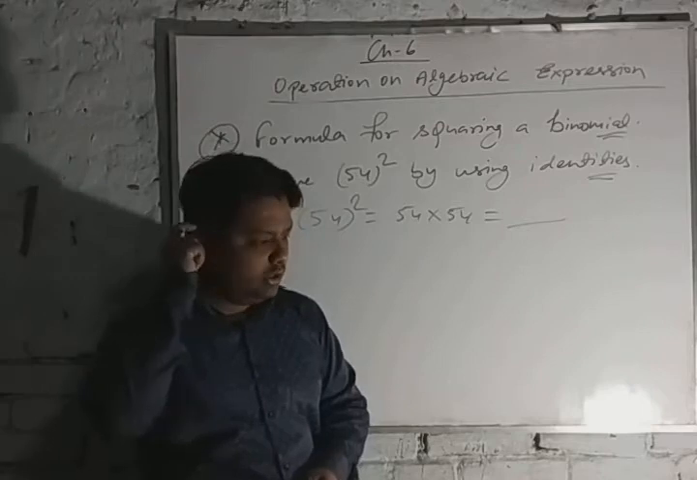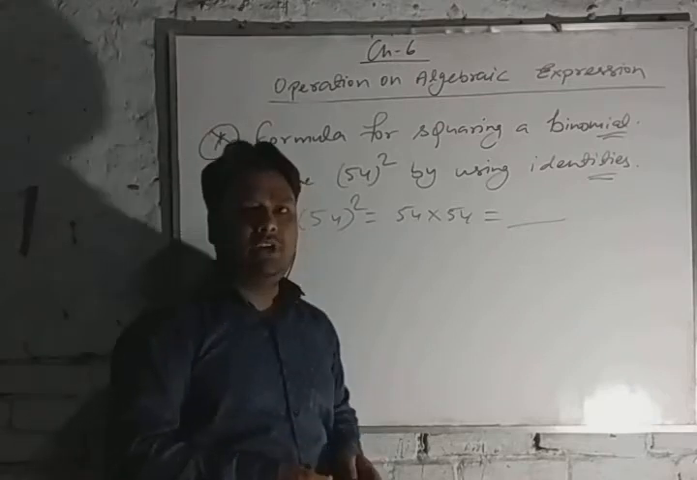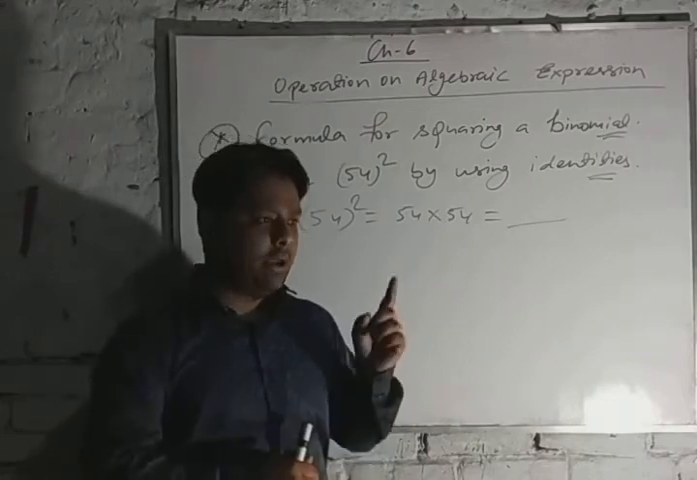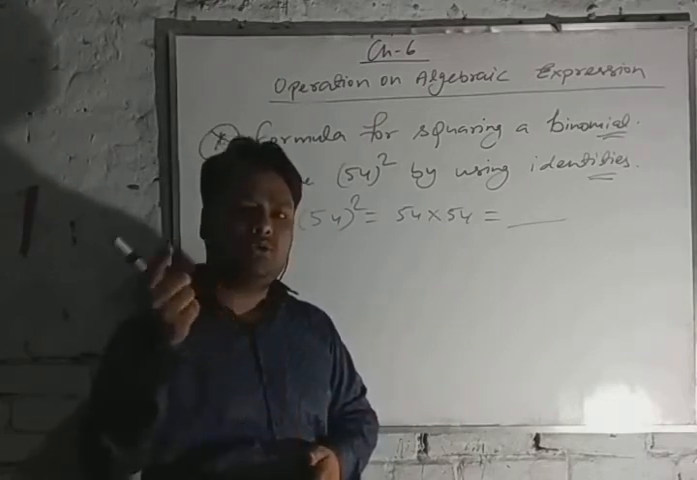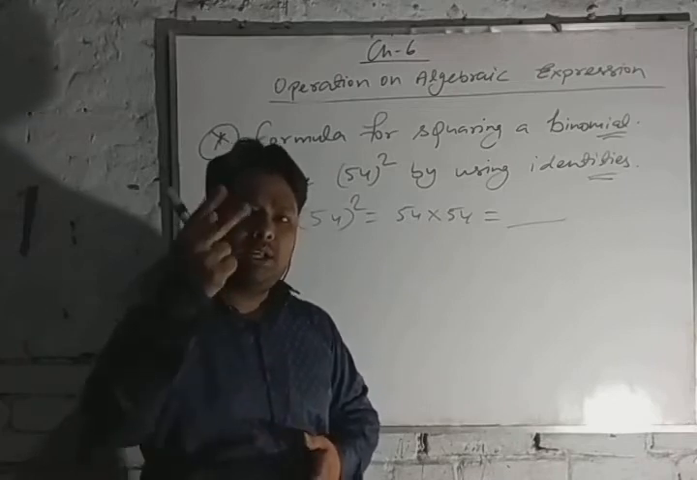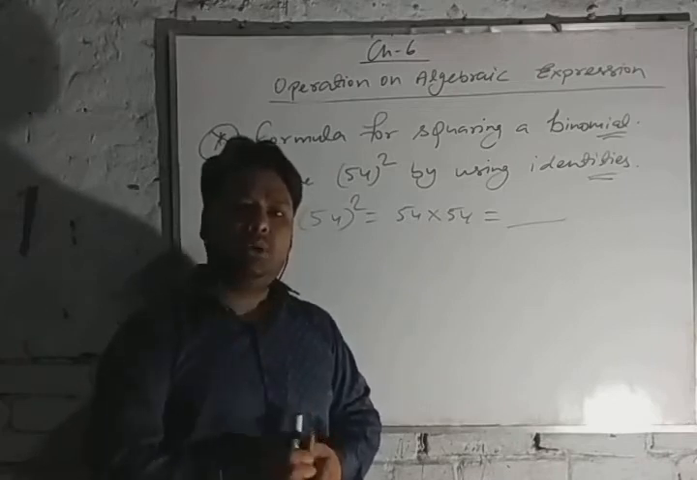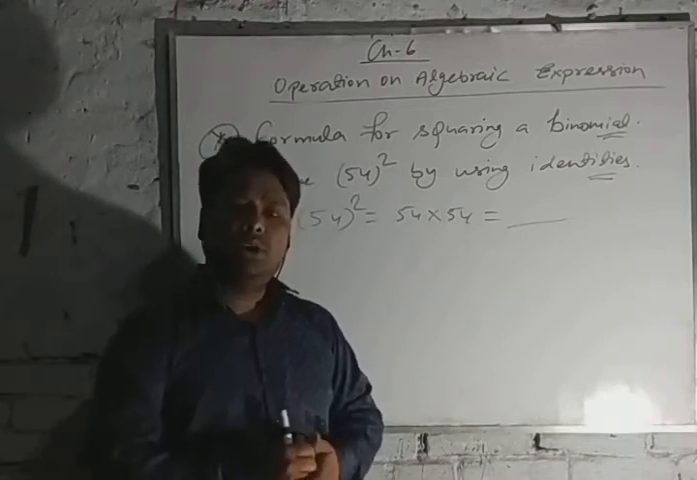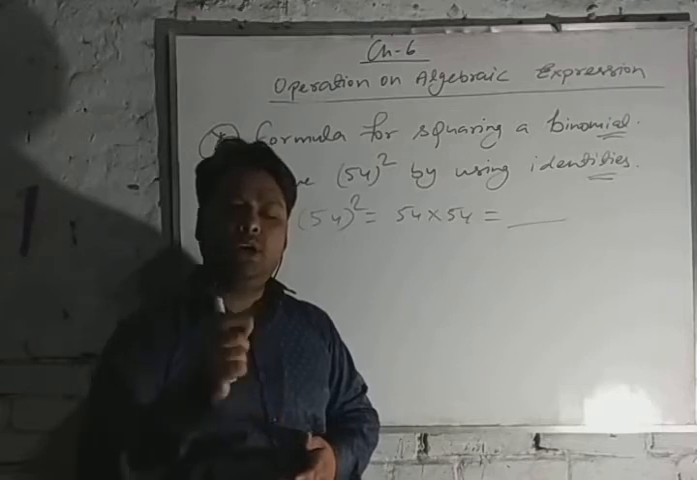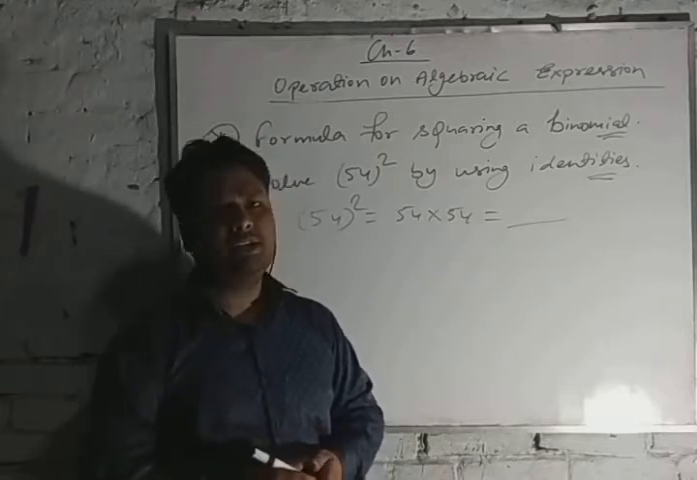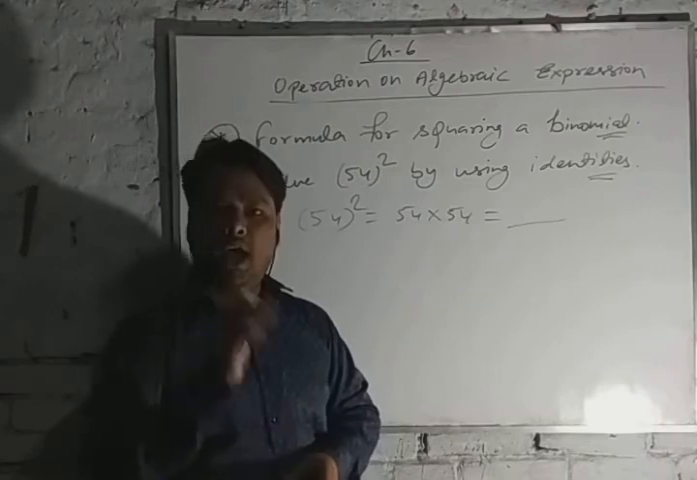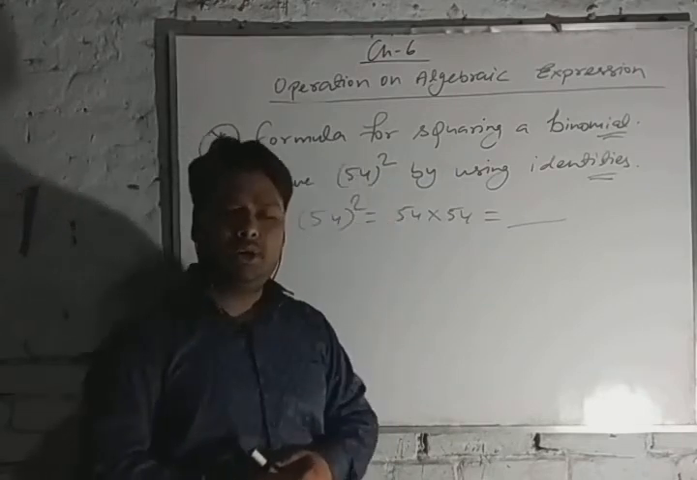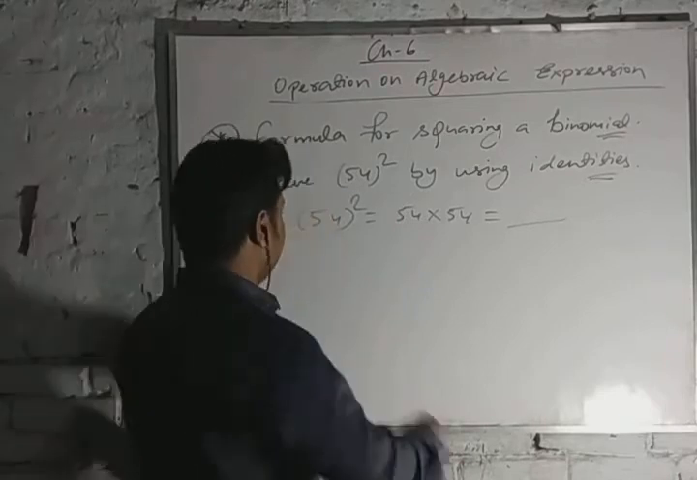And as you know, I've just explained, or in previous videos I have explained, what the identities are. A plus b to the whole square is equal to a square plus 2ab plus b square. The second identity is a minus b to the whole square is equal to a square minus 2ab plus b square. The third identity is a plus b into a minus b is equal to a square minus b square. So these are the 3 identities, and we will see which identities we will use in this question. Okay? So at first let's see.